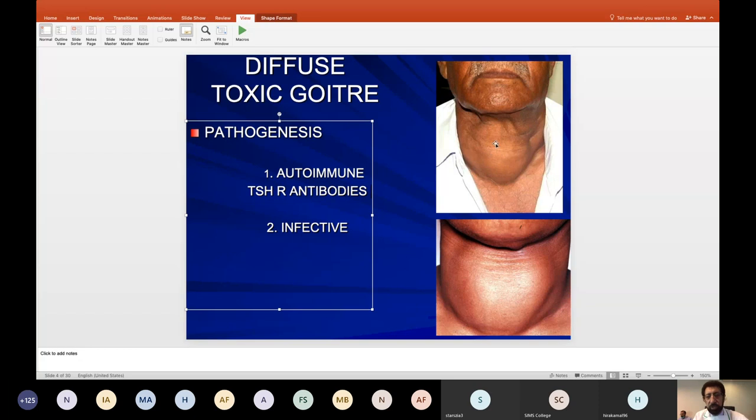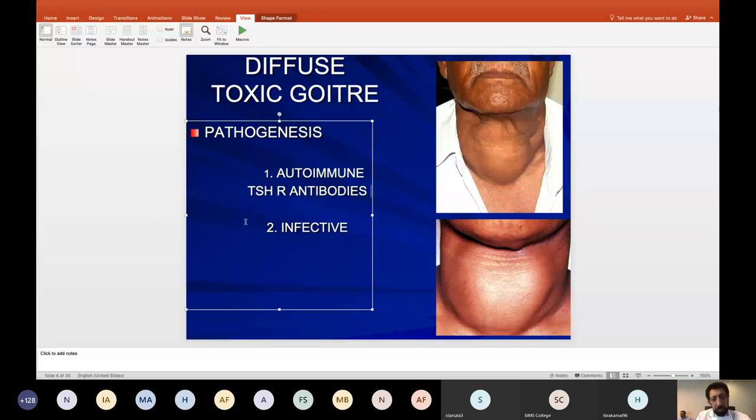And because of this continuous stimulus, you'll find that the glands keep on increasing in size, and there's excessive production of the thyroid hormones as well. So remember that these are dependent upon these thyroid-stimulating hormone receptor antibodies for their initiation and sustenance. And frequently you will also find that DR8 and the HLA-8 antigens are also present in these people. So this is a good diagnostic clue to have.